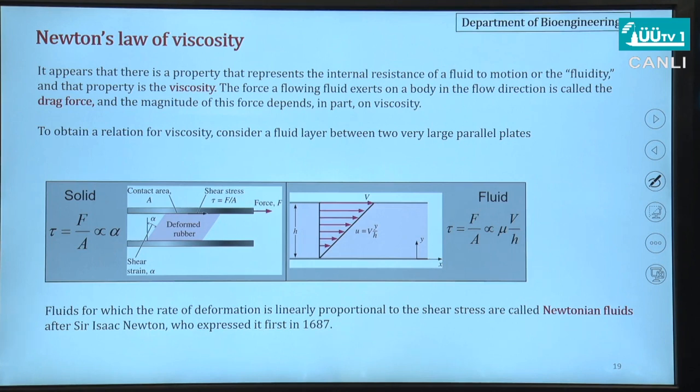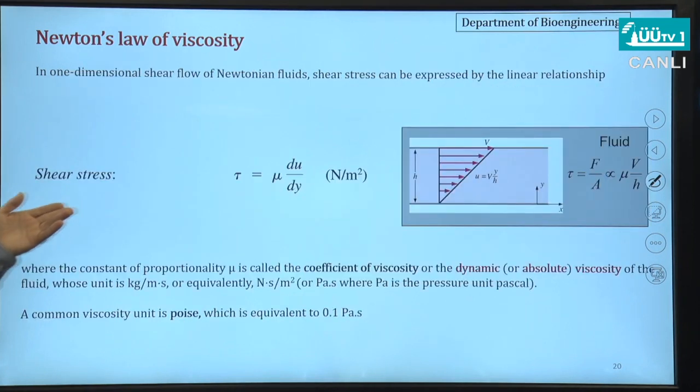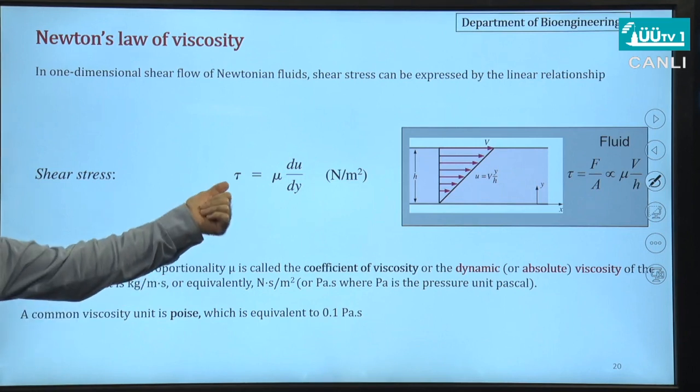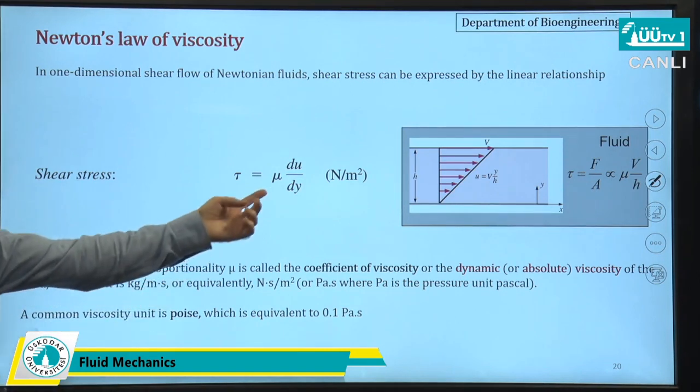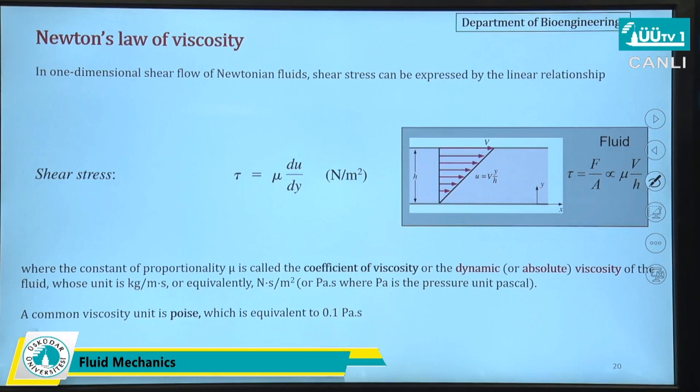It means that when we apply the shear stress, this fluid will not resist it, and it will start to move. Okay, this is the equation that Newton developed for the first time. This is the shear stress, and this is the velocity gradient, and this is the coefficient of this equation, which is called dynamic viscosity, a property of Newtonian fluids that we will learn about in the coming slides. Its unit is kilogram per meter second, or Newton second per meter squared.